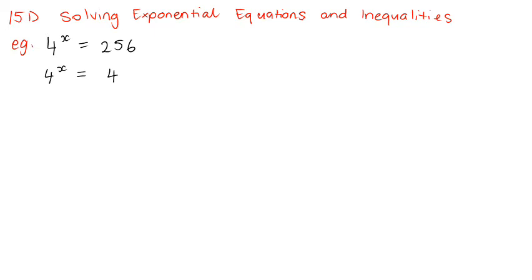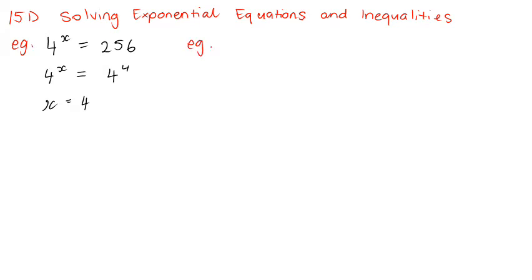4, 16, 64, 256. 4 to the 4. And then you just equate the left and the right hand side. So it's pretty obvious x equals 4, because x is a power, 4 is a power, same base, x equals 4. Pretty straightforward? That is the basic way to do it.